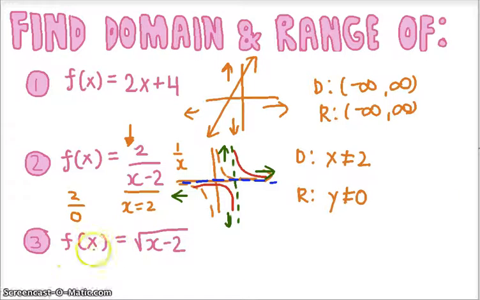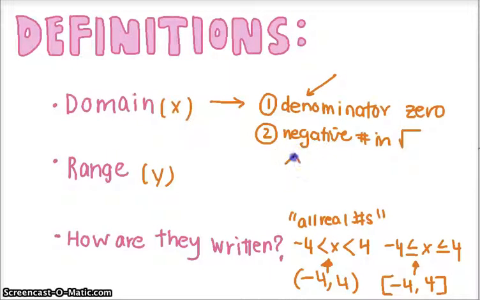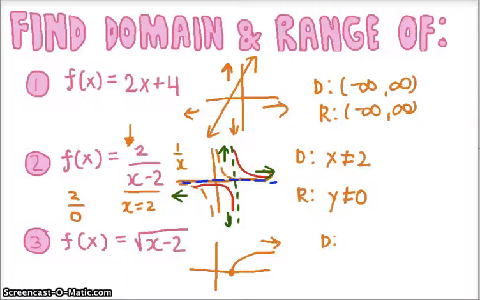And so the last question says, f(x) = the square root of x - 2. And this graph will be something like this. So for the domain, we know that this graph goes on forever here. It just doesn't go anywhere to the left of this point right here. And if we remember the previous rules on this page, it says there can never be a negative number in a square root.